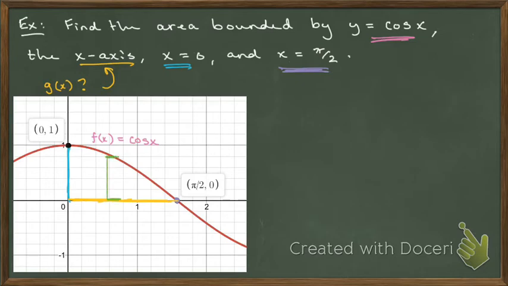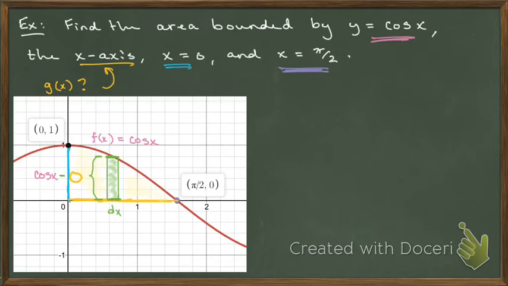So I'm going to shade in this representative element here, and the yellow area is the area that I want. I'm going to use the green area in that rectangle to help me figure out what the area of the entire region is. Okay? Again, that region has a width of dx, and the height is going to be cosine of x.